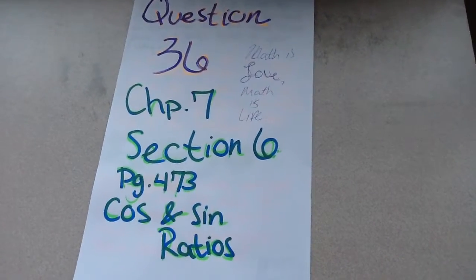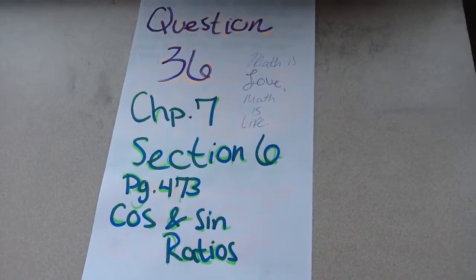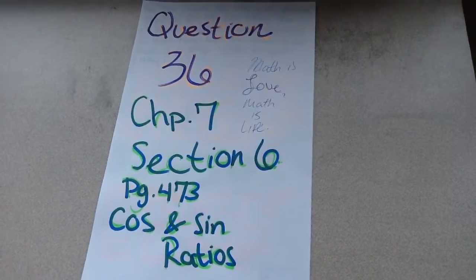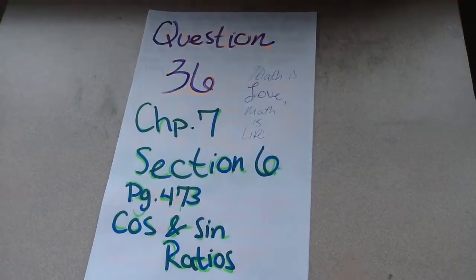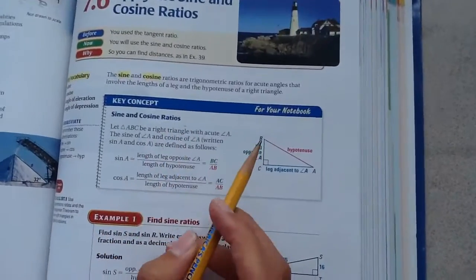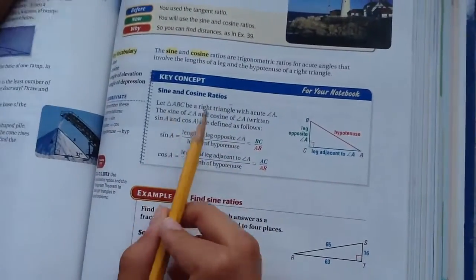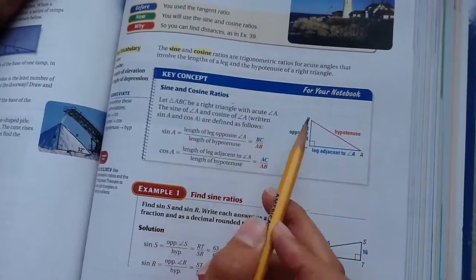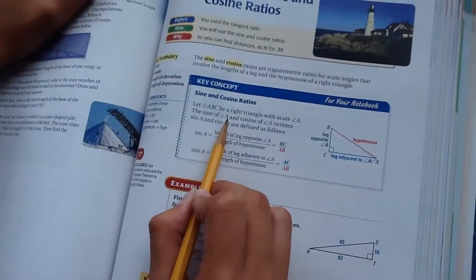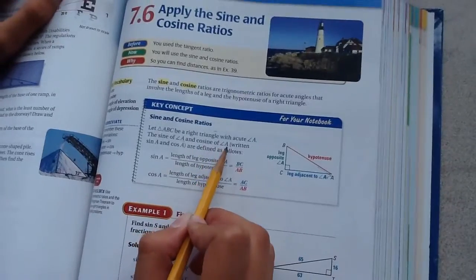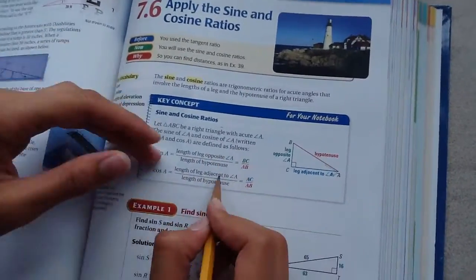This is from section 6, which is located on page 473. This section is basically just talking about cosine and sine ratios. Before we start, there's a key concept we have to go over, which deals with the sine and cosine ratios. It states: let triangle ABC be a right triangle with an acute angle A, which is right here, and let the sine of angle A and cosine of angle A be written as the following.